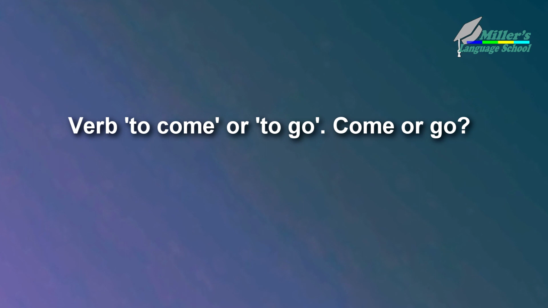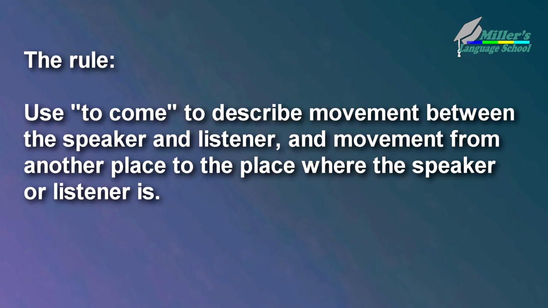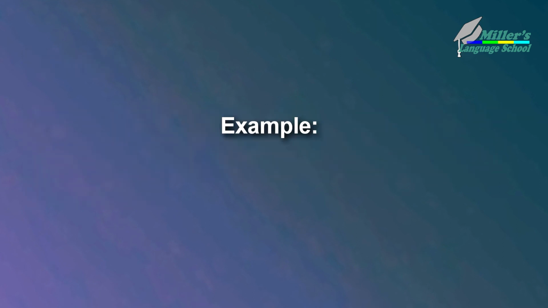Verb, to come, or to go. Come or go. The rule: use to come to describe movement between the speaker and listener, and movement from another place to the place where the speaker or listener is. Example. She comes downstairs. We're already there.